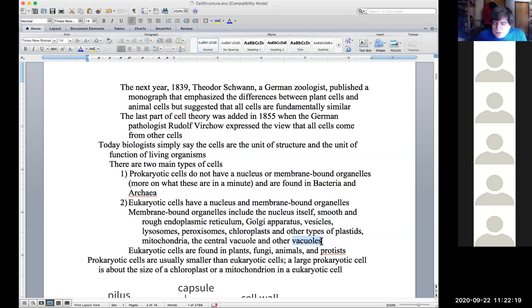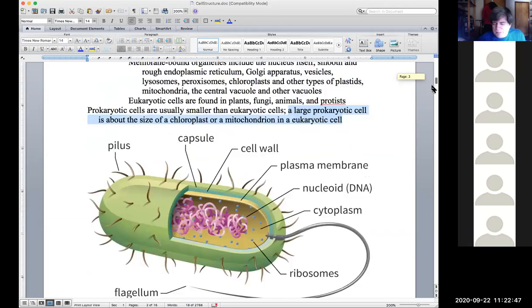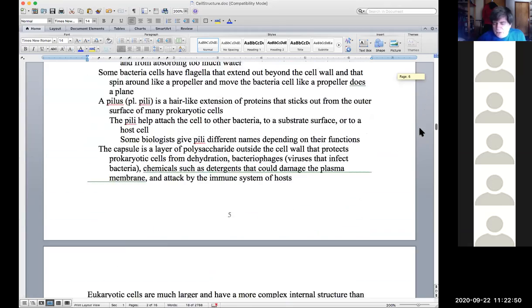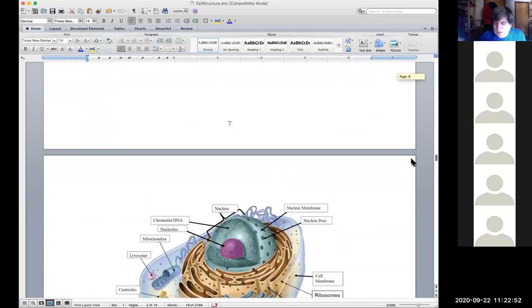And one of the reasons that eukaryotic cells are divided into all these little compartments that are separated by a membrane is when we look at prokaryotic cells, prokaryotic cells are much smaller. A really big prokaryotic cell is only about the size of a chloroplast or mitochondrion. So we'll come back here in a minute, but let's skip down to look at a eukaryotic cell for a second to get an idea what we mean.